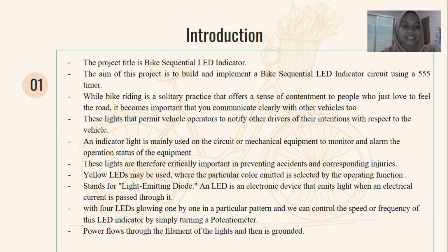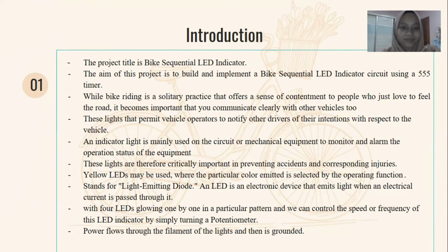While bike riding is a solitary practice that offers a sense of contentment to people who just love to feel the road, it becomes important that you can communicate clearly with other vehicles too. These lights permit vehicle operators to notify other drivers of their intentions with respect to the vehicle. An indicator light is mainly used on a circuit or mechanical equipment to monitor and alarm the operation status of the equipment. These lights are therefore critically important in preventing accidents and corresponding injuries.